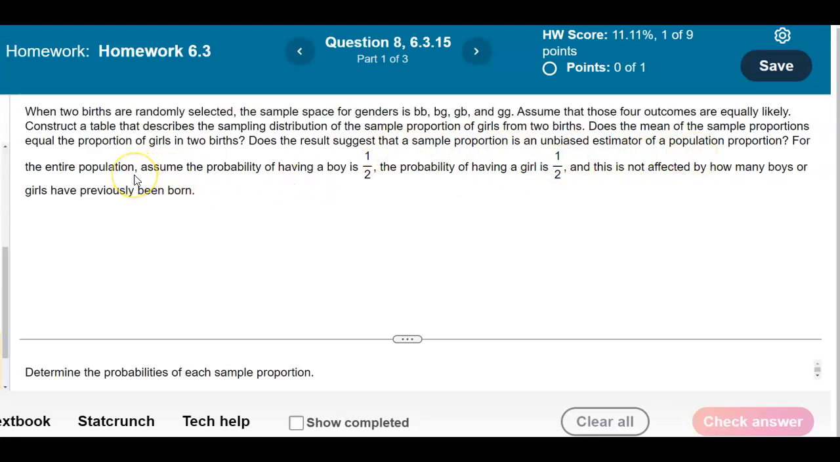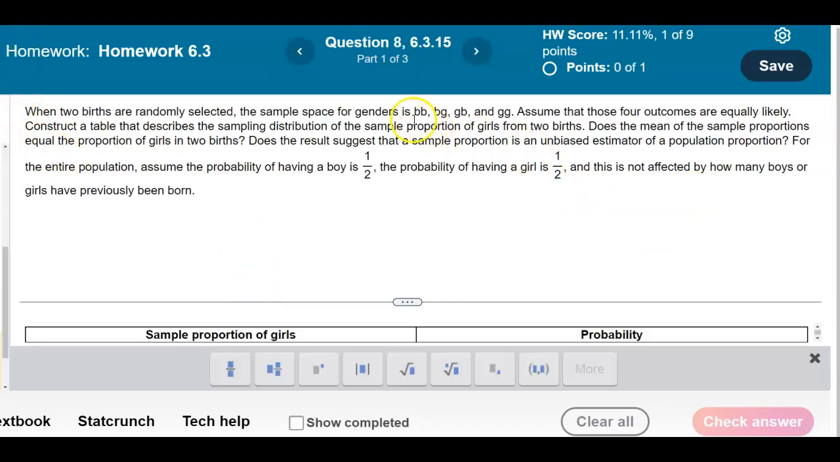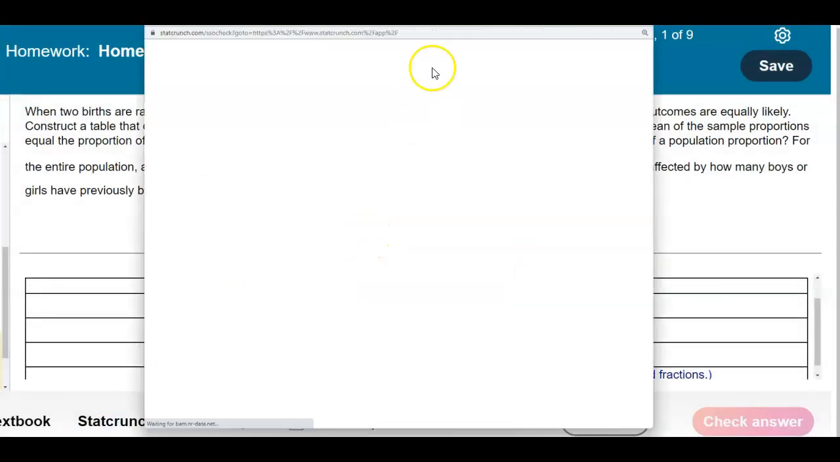Now, for the entire population, assume the probability of having a boy is 1 out of 2. The probability of having a girl is 1 out of 2. And this is not affected by how many boys or girls have previously been born. So the first thing we're going to do is take this sample space and put it into StatCrunch. So we're going to open up StatCrunch here.